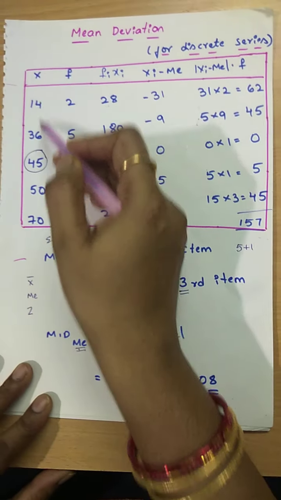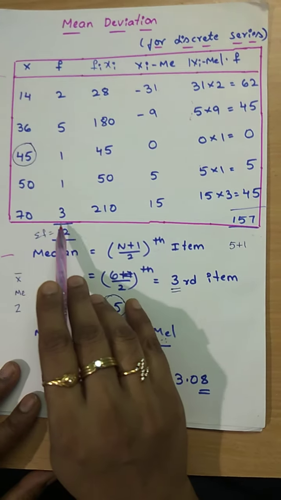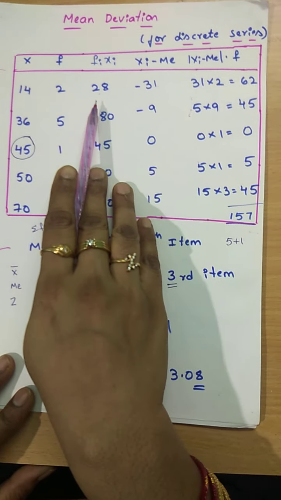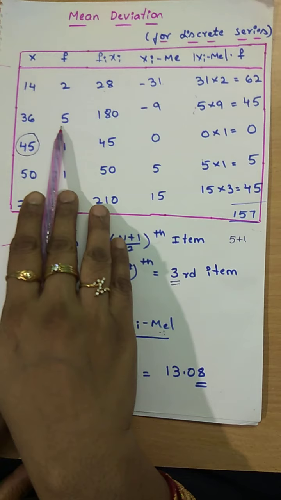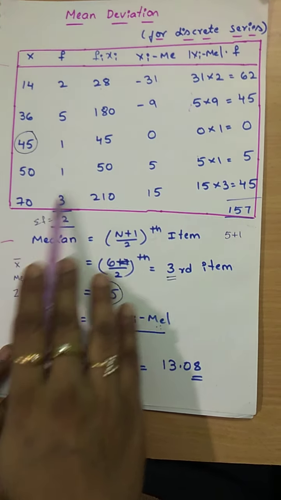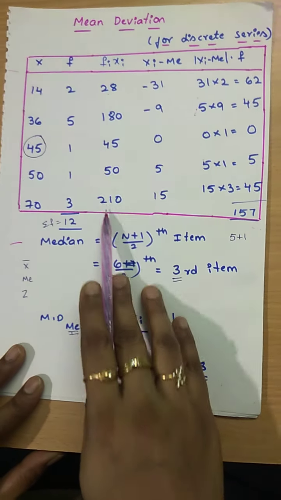These are the x values and these are the frequency values. First we need to find the fi xi. fi xi means 14 into 2, 36 into 5, 45 into 1, 50 into 1, 70 into 3. We need to find this value.